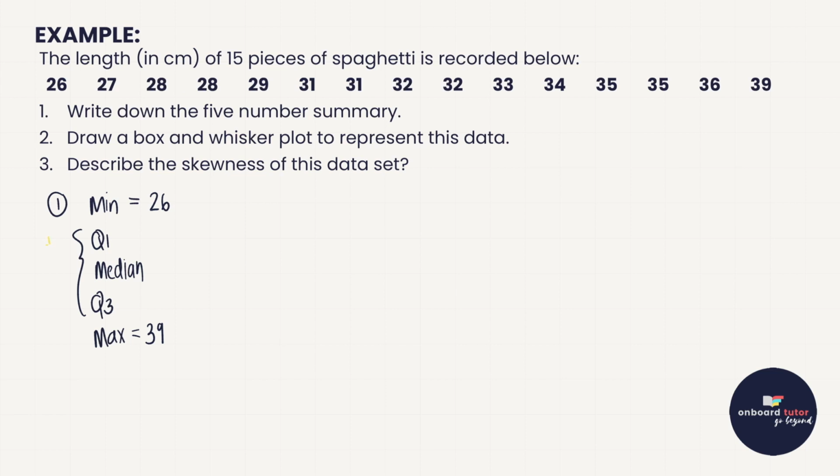So remember, for quartile 1, I'm going to say a quarter, and then it's n plus 1. So there are 15 pieces of spaghetti. So n is 15. 15 plus 1 is 16. So what's a quarter times 16? That's going to give me position 1, 2, 3, 4. There we go. That is quartile 1.